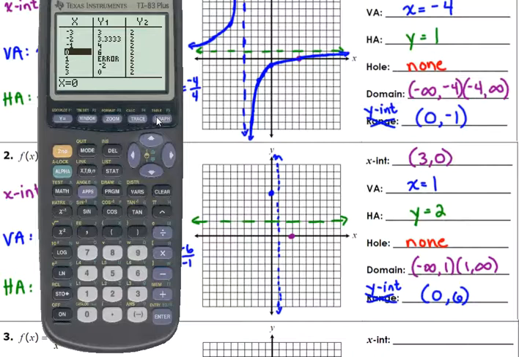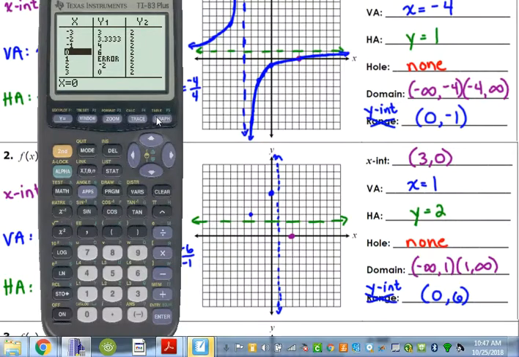Negative 3, 3. That works there. I really just need about 2 points in each part of the graph here. There's that one. Let's see here. 2, negative 2. 5, 1.